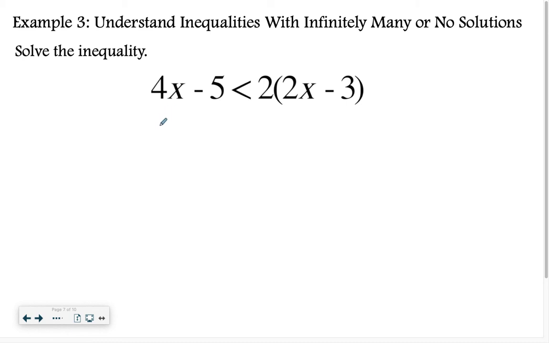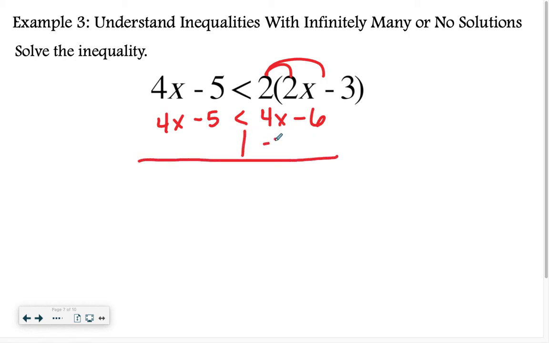So I have 4x minus 5 is less than, then I'm going to distribute 2 times 2 is 4x, and then 2 times negative 3 is negative 6. So then, again, I have the variable on both sides, so I want to combine those. I'm going to subtract 4x from both sides. Now I'm left with negative 5 is less than negative 6, which can get a little confusing.